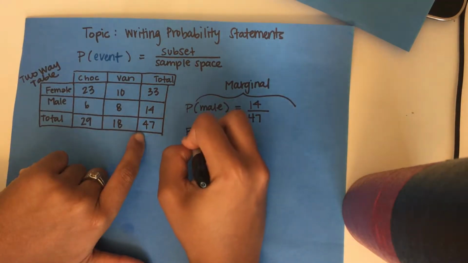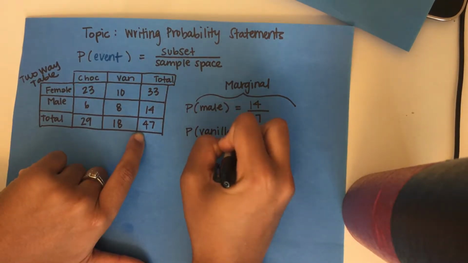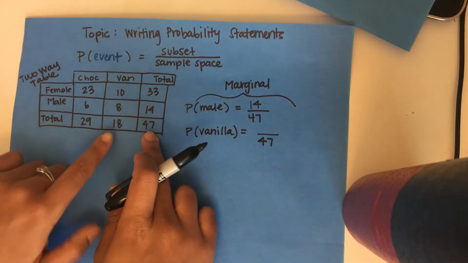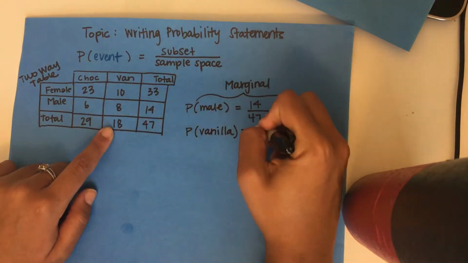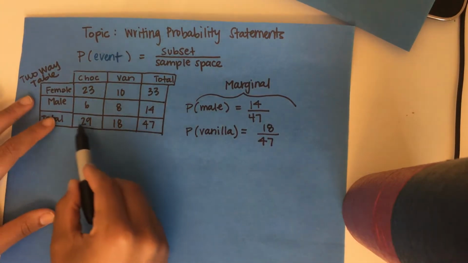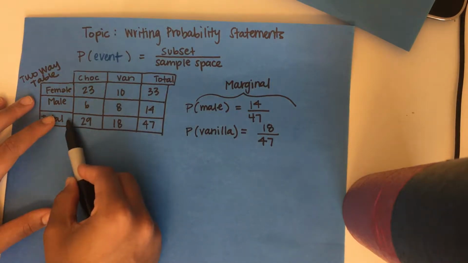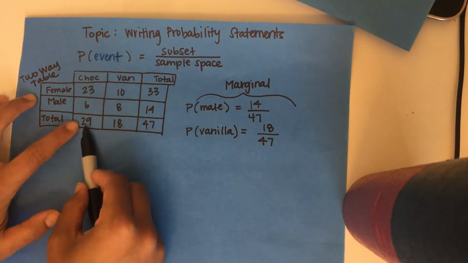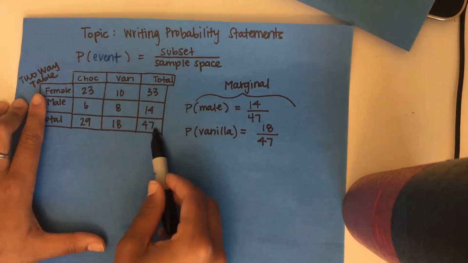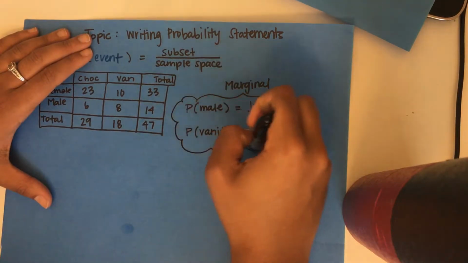Another example of a marginal probability is the probability that someone in this data likes vanilla. Well, out of everyone in the data, out of all 47 people, we see that 18 of them like vanilla. These are marginal statements because they are found along the margin of this data. So you could ask about the total number of people who like chocolate or vanilla, or the total number of males or the total number of females out of everyone. So that is our first type of probability, marginal.